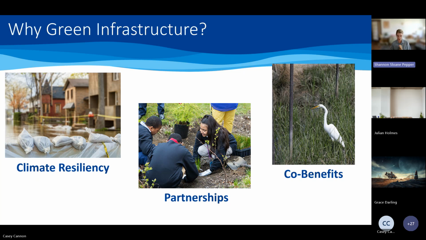There's also the co-benefits. So in addition to slowing and infiltrating rainwater, there's a huge range of co-benefits for humans and wildlife, from aesthetics down to habitat creation, air quality improvement, and then more general water quality improvement, filtration, some of the things that we've been talking about. So that's why we're so interested in green infrastructure as a solution to some of our water quality concerns in a changing world. So next slide.